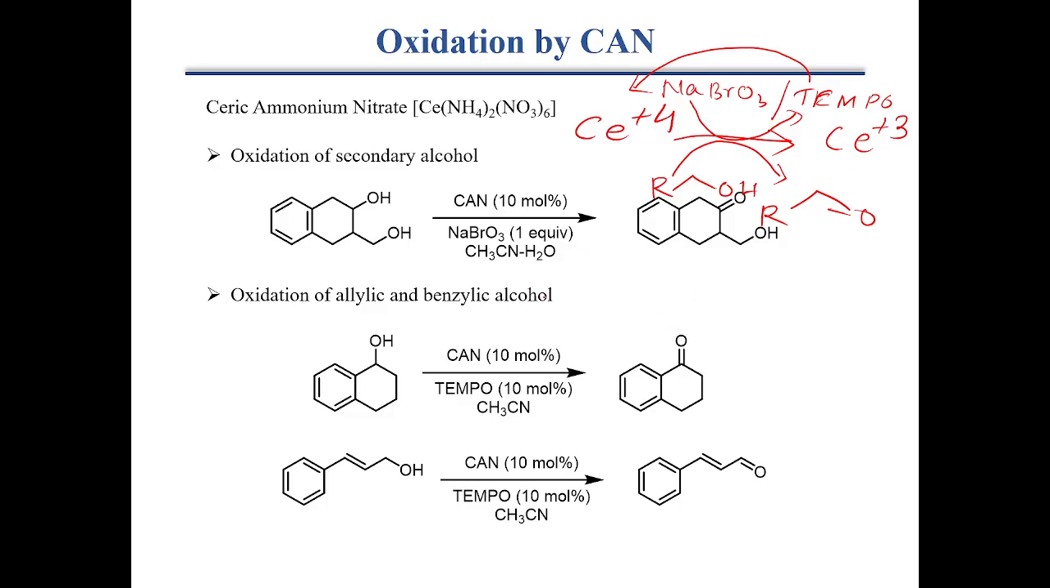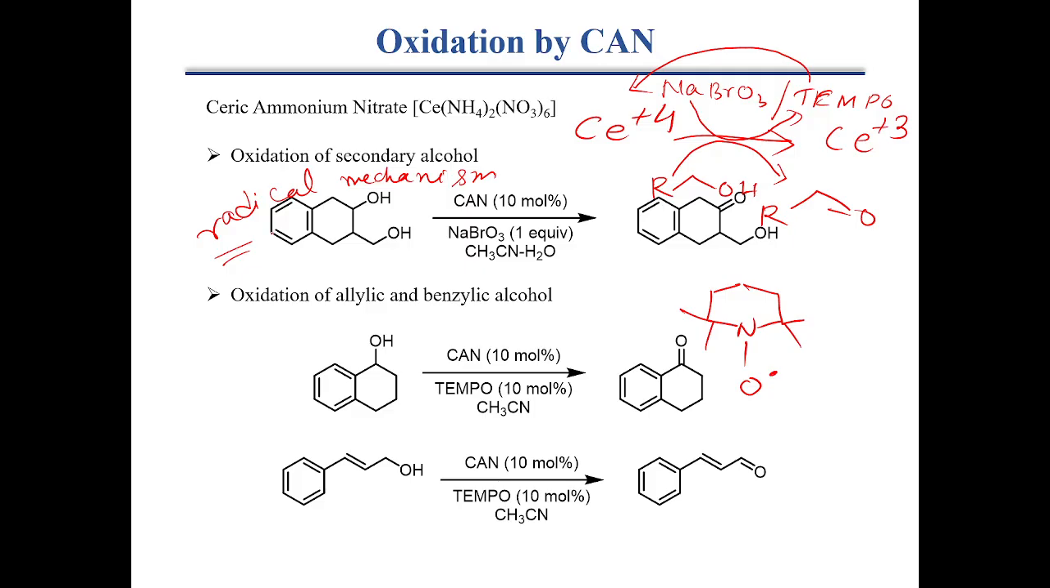So what is TEMPO? TEMPO is 2,2,6,6 tetramethyl piperidine N oxide. The structure is this. So this is a radical initiator. So in the case of CAN, it oxidizes through a radical mechanism, where it donates one of its single electrons and oxidizes any alcohol to aldehyde or ketone. So it has a basic mechanism. The mechanism goes through a radical pathway.